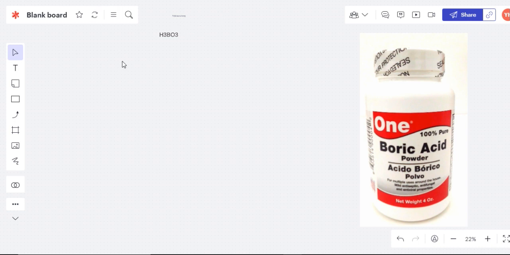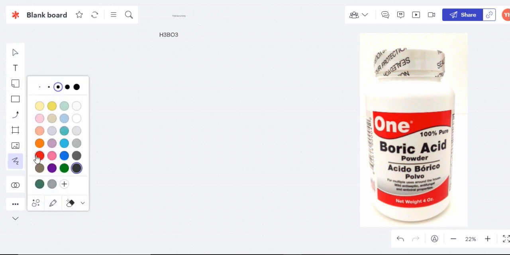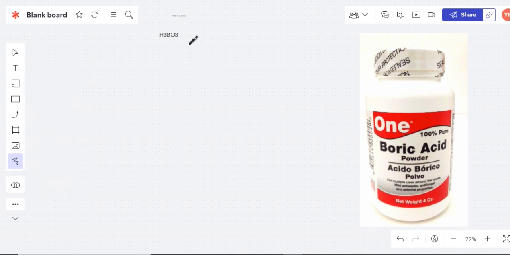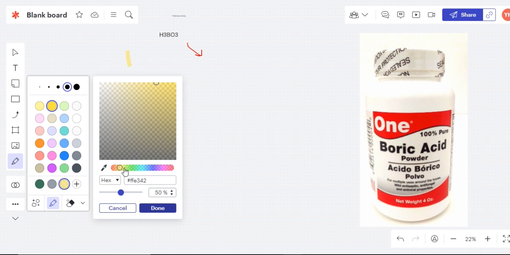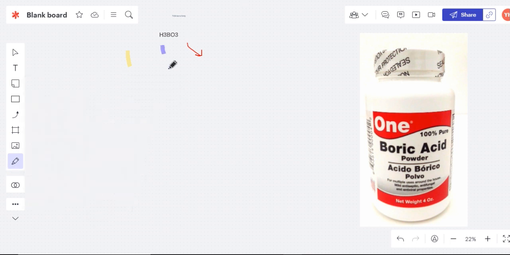Now, what's the structure of this boric acid? Actually, this boric acid, I'm going to take the marker. Okay, let's take the boric acid. So let me talk about this boric acid.